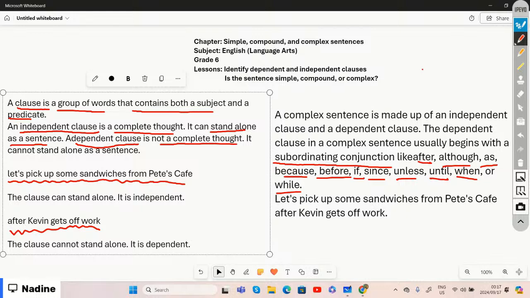The example of a complex sentence says, let's pick up some sandwiches from Pete's Cafe after Kevin gets off work. If you look at that sentence, this is now a complex sentence. This shows a complete sentence now, but it has both. Here is our independent clause that says, let's pick up some sandwiches from Pete's Cafe. That's an independent clause. And then it says, after Kevin gets off work, that is our dependent clause. And it also starts with the subordinating conjunction after.